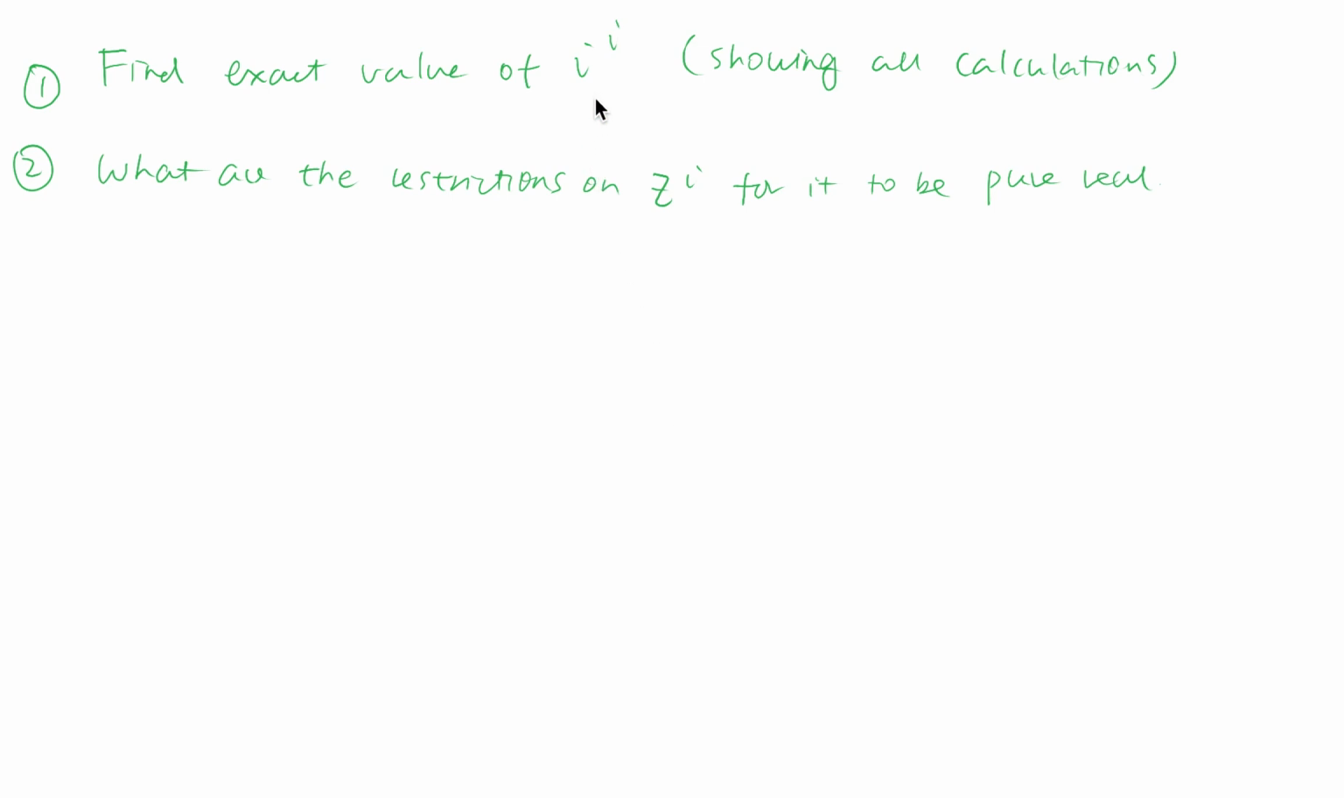So they ask you to find the exact value of i to the power of i. For anything with multiplication, division, or power, we prefer to use polar form, which is r cis theta, or Euler form, which is r e to the power of i theta. For both of these, r is the modulus of that complex number, and theta is the angle.